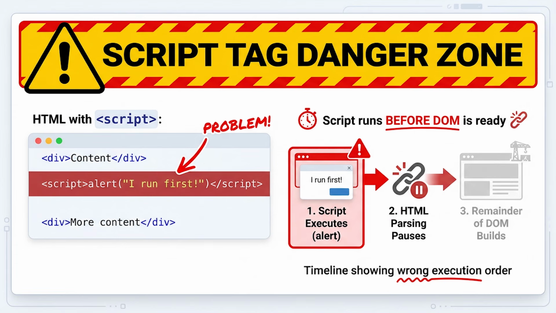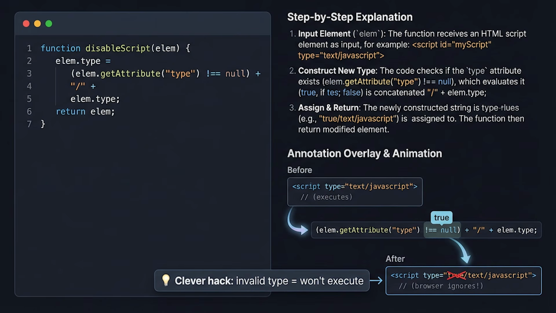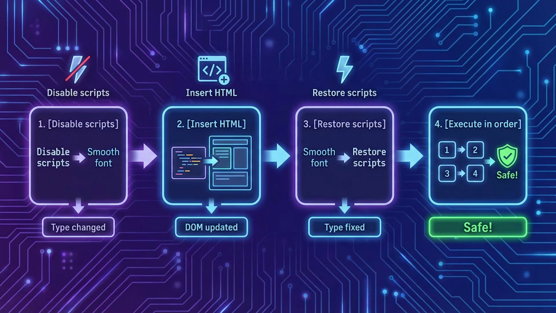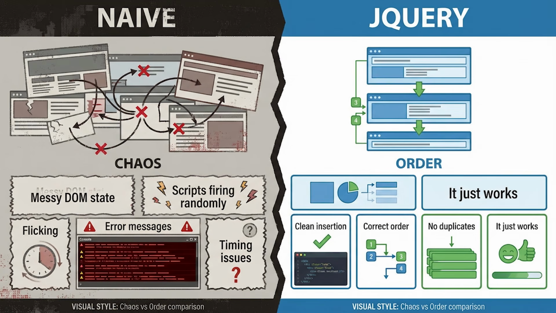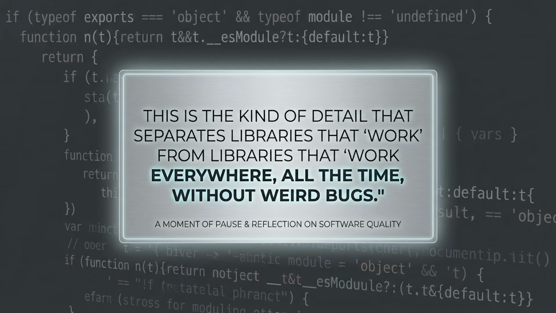When you inject HTML that contains script tags, you have a problem. Those scripts might execute before the rest of the HTML is properly inserted into the DOM. jQuery has internal functions called disableScript and restoreScript. It temporarily changes the script type to something the browser won't execute, inserts all the HTML, then restores the type and evaluates scripts in the correct order. This is surgical precision DOM manipulation. jQuery also tracks whether scripts have already been evaluated using a private data property called globalEval. This prevents the same script from running twice if you clone elements. This is the kind of detail that separates libraries that work everywhere all the time without weird bugs.